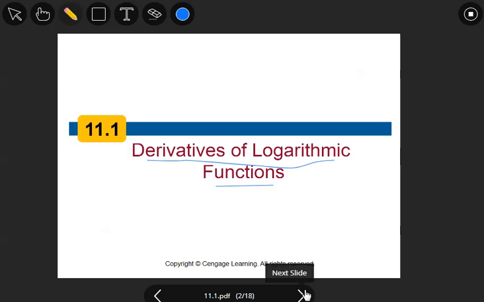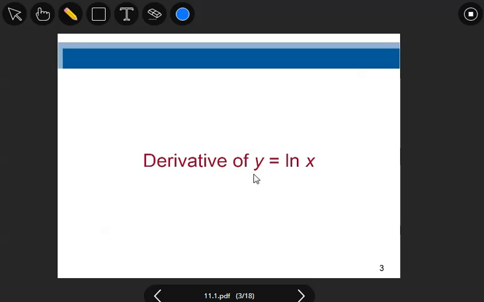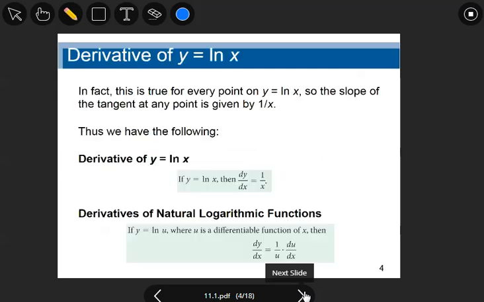In 1330 you have learned about logarithmic functions, especially about the function y equals ln x. Here the idea is the logarithm with natural base e, and typically for the short notation we use ln x. So this is the most important one for this section.